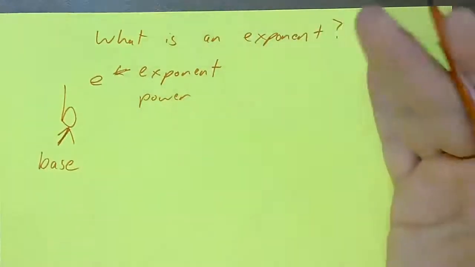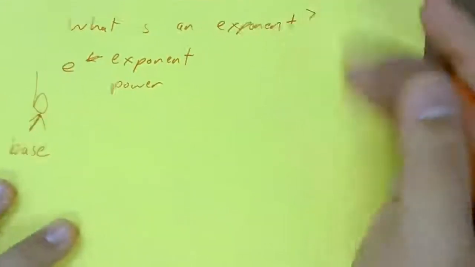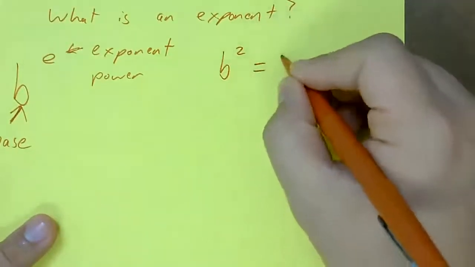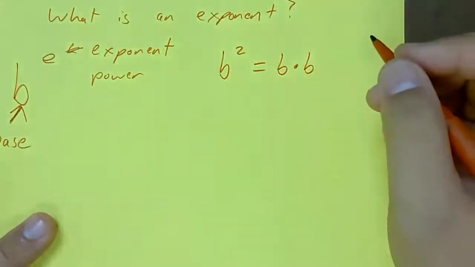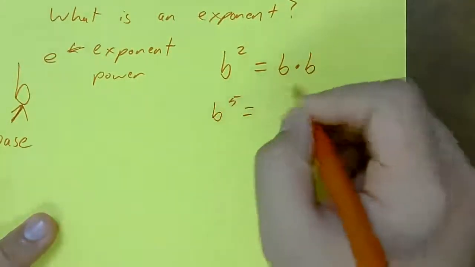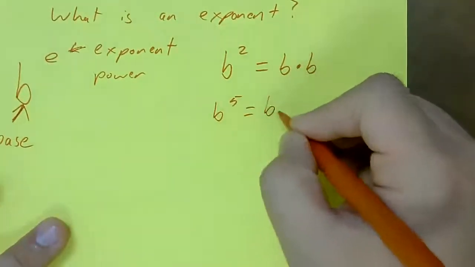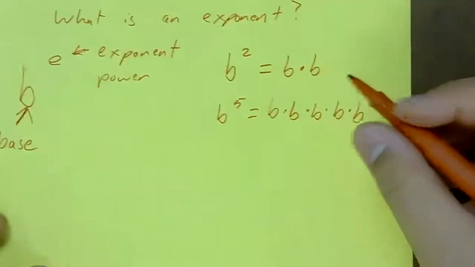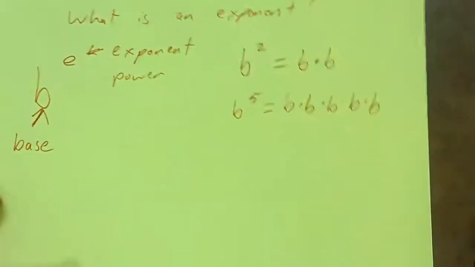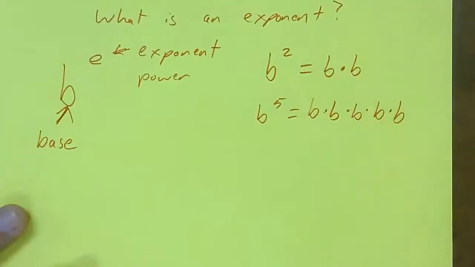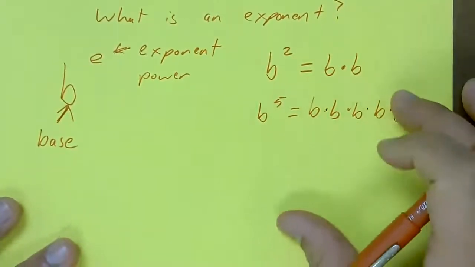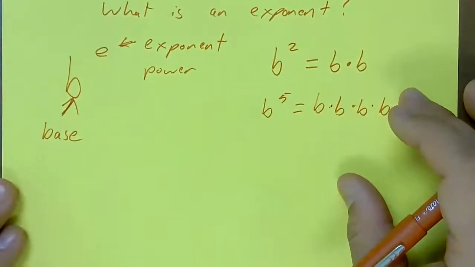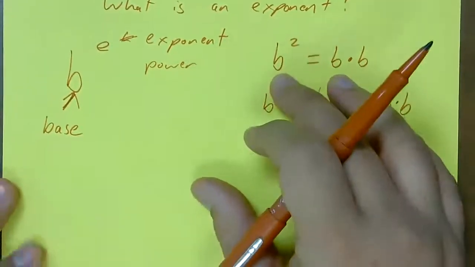And so, what does it mean to have something being raised to some power? Okay. If we have b squared, well, that equals b times b. If we have b to the fifth, well, now instead of just b times b, it's going to be 5 of them. B times b times b times b times b. So whatever that exponent is, whatever that power is, tells us how many times we're multiplying our base by itself. Okay? That's what this tells us. Okay. This is part of an exponent.